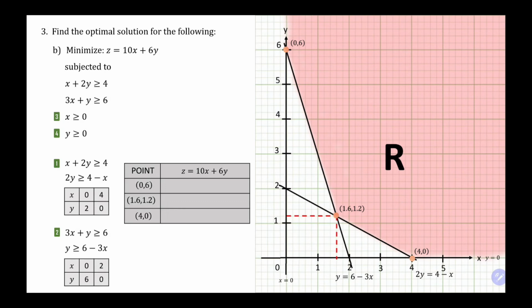Then our objective is 10x plus 6y. Then we substitute our points into the function. Then we choose the minimum value. Since our objective is to minimize, we choose the minimum value. Then we state that the minimum value of z is 23.2 when x equals 1.6 and y equals 1.2.